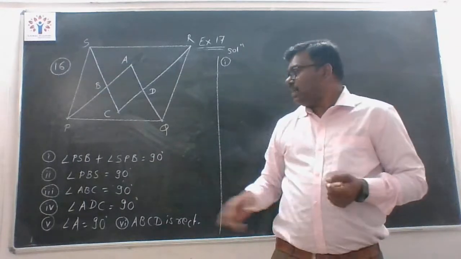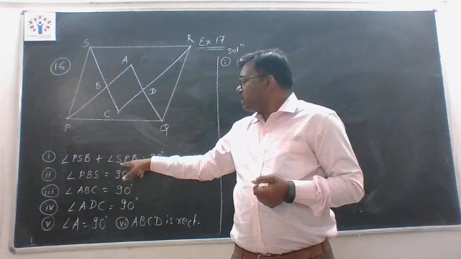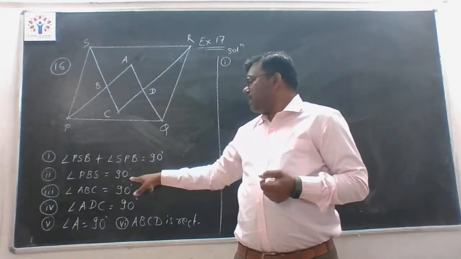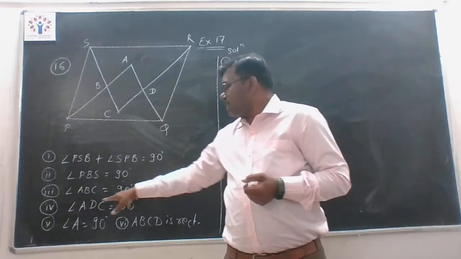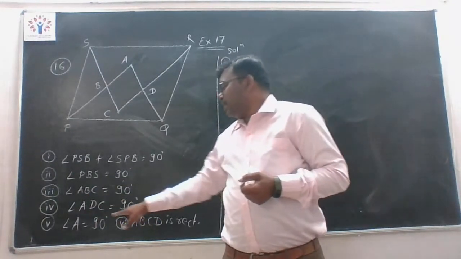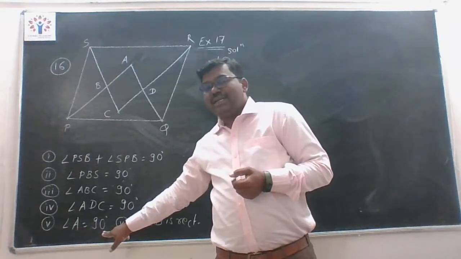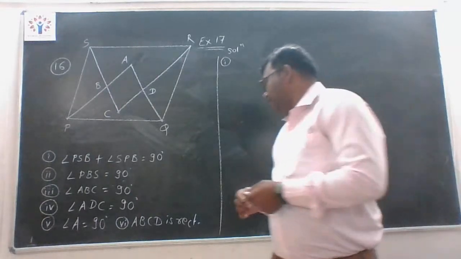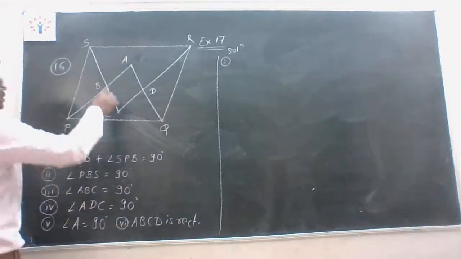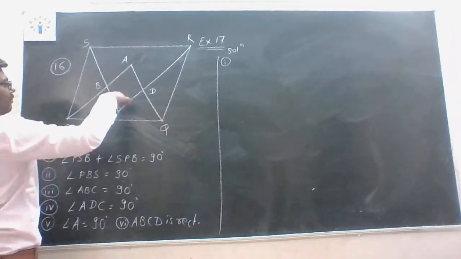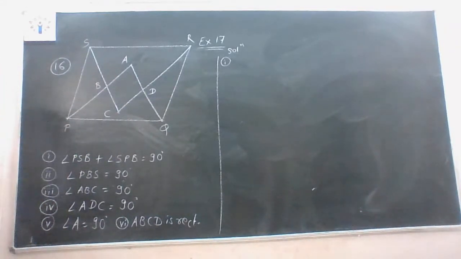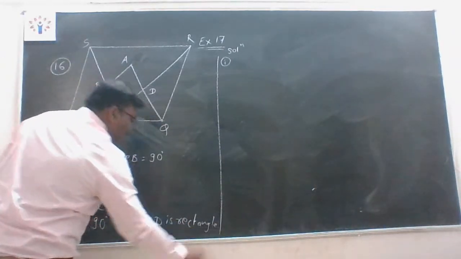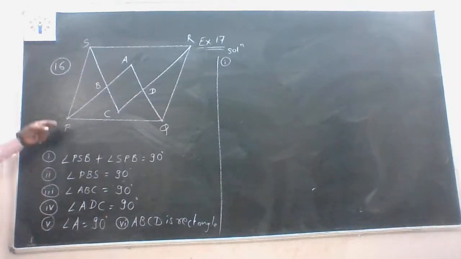We have to prove that angle PSB plus angle SPB is 90 degrees. We also want to show that angle PBS is 90 degrees, angle ABC is 90 degrees, and angle A is 90 degrees, and hence we want to show that ABCD is a rectangle. We want to show that this quadrilateral ABCD, which is formed because of the bisectors of the angles, is a rectangle. So let us start with this.